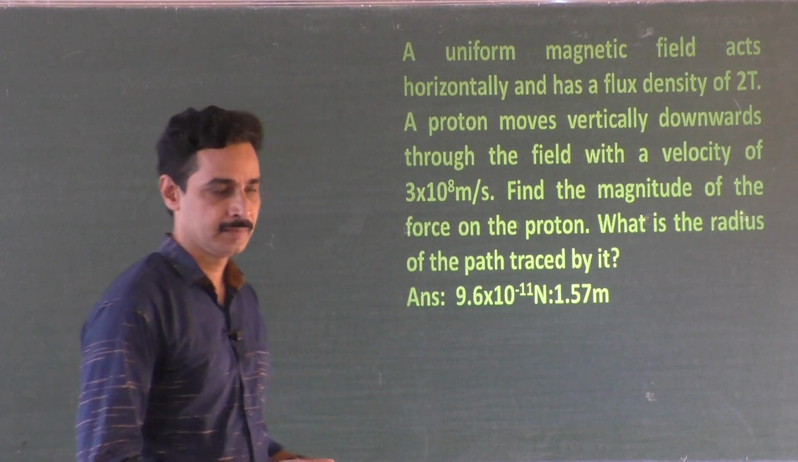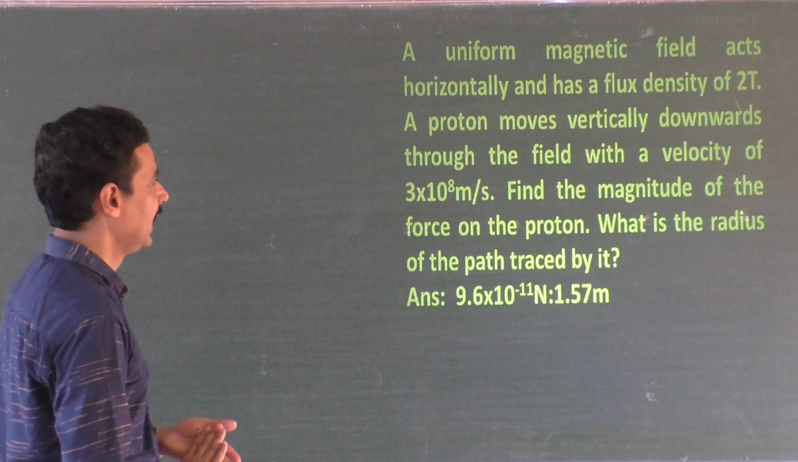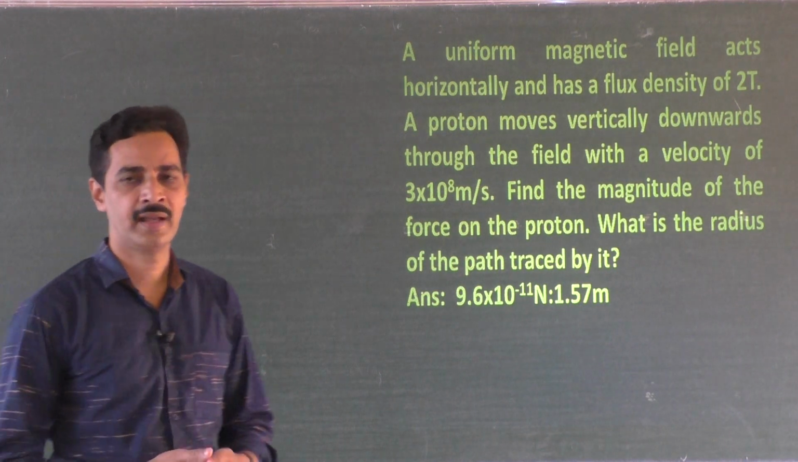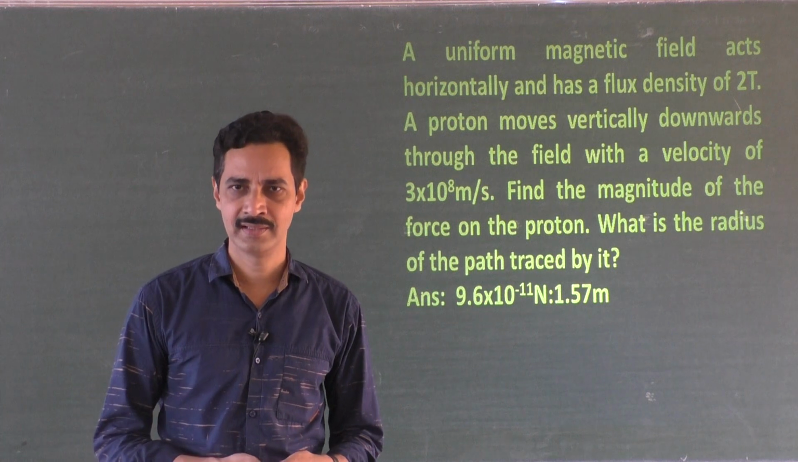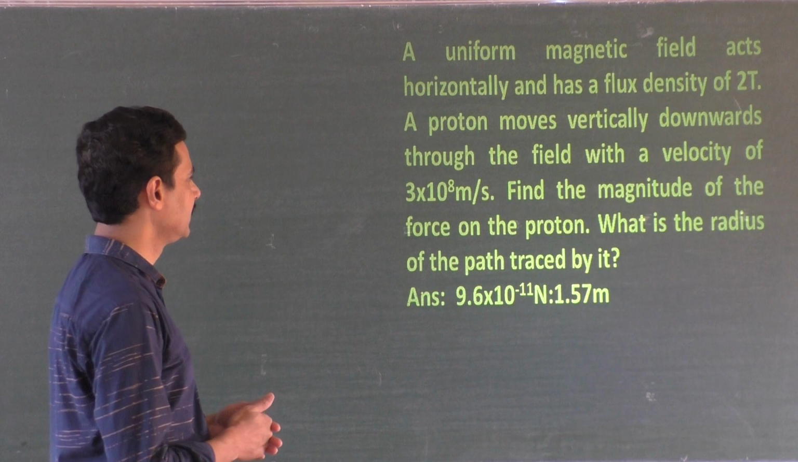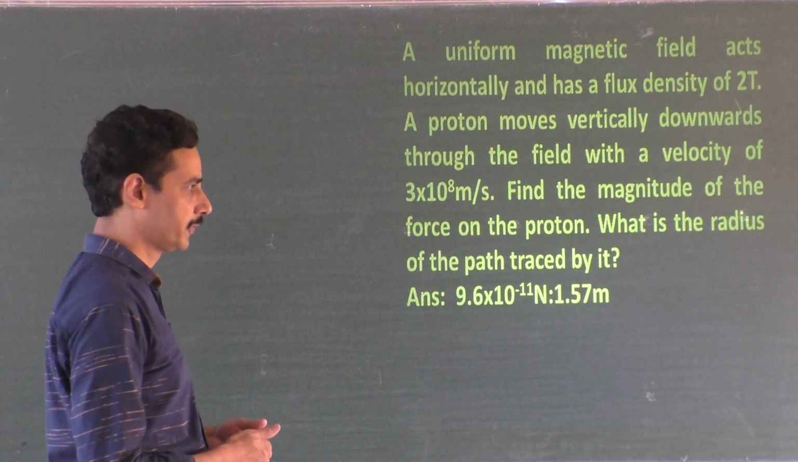This is the first problem that we are going to discuss now. A uniform magnetic field acts horizontally and has a flux density of 2 Tesla. Flux density means the magnetic lines of force per unit area. That is called magnetic induction, B. That is Tesla. So a proton moves vertically downwards through the field with a velocity of so much. Find the magnitude of the force on the proton.